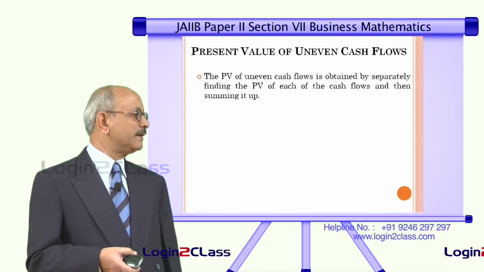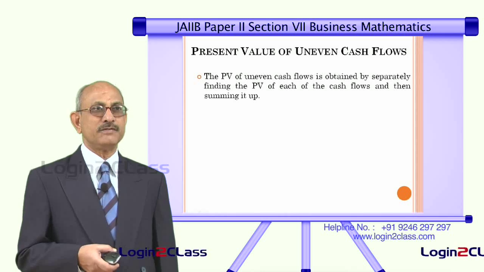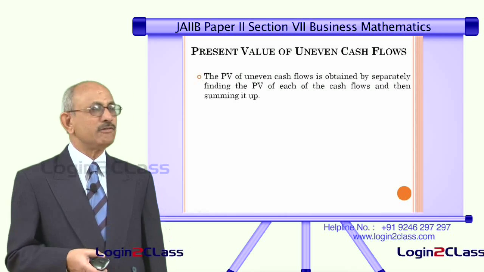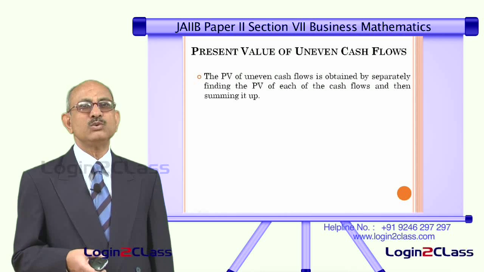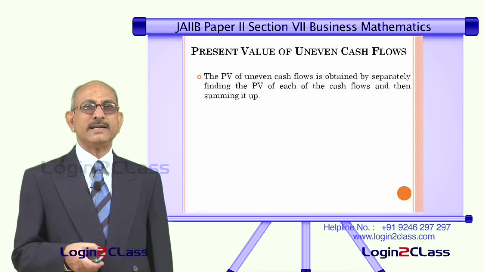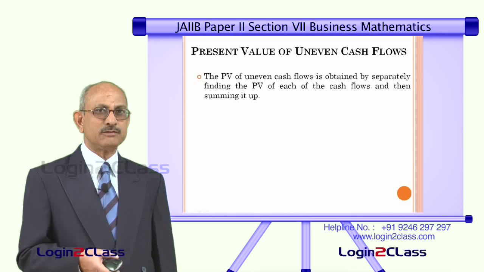For example, let us say you have got cash flows of 3 years profits. So, in the first year, let us say you are getting 1 lakh, in the second year you are getting 1.5 lakhs, in the third year you are getting 2 lakhs. So, convert one cash flow of 1 lakh which you are getting at the end of 1 year to present value by using the formula of the single cash flow.